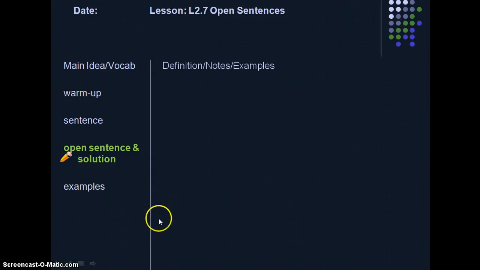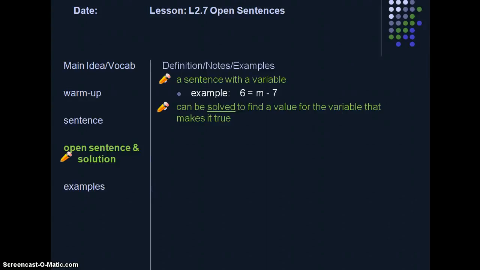Open sentence and a solution. Now that we've defined sentence, we can define an open sentence and its solution. An open sentence is a sentence with a variable. An example would be 6 equals m minus 7. Can be solved to find a value for the variable that makes it true.